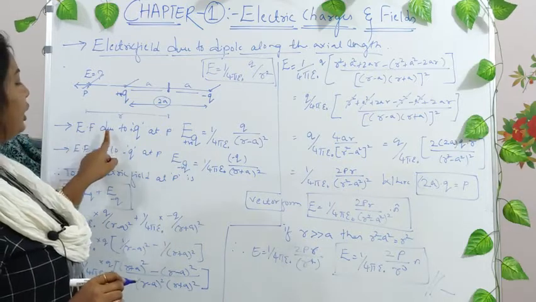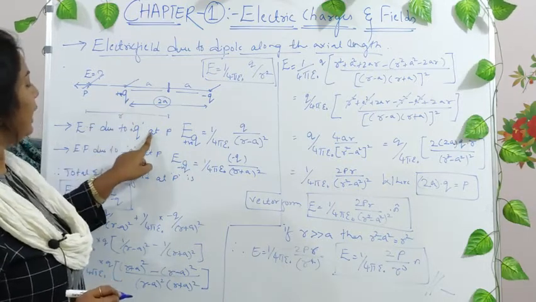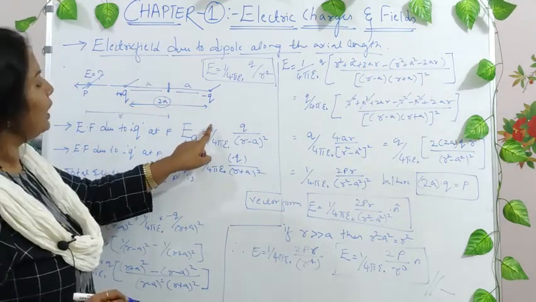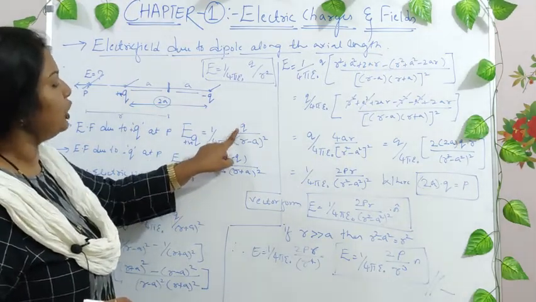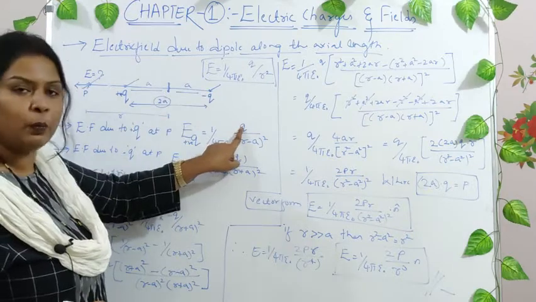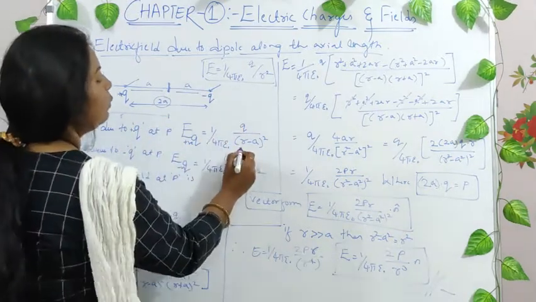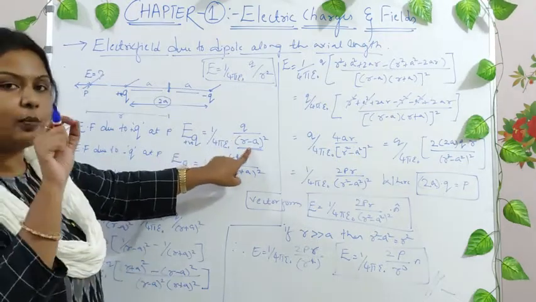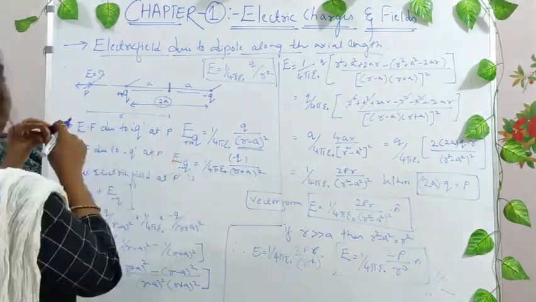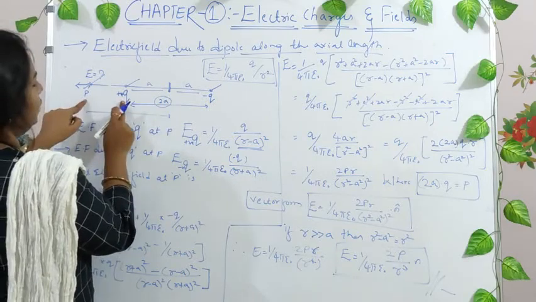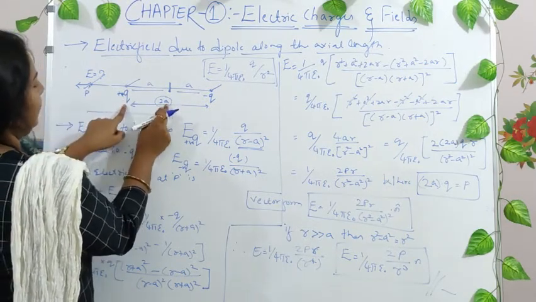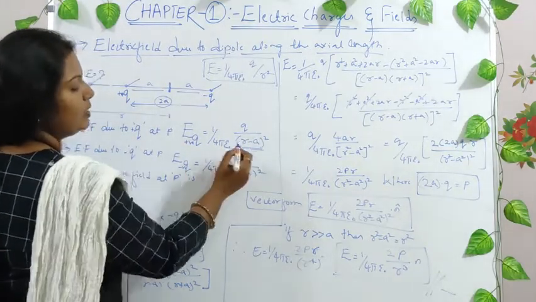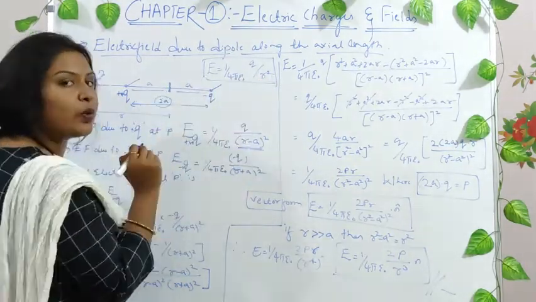Now electric field due to positive charge Q at a point P will be E is equal to 1 divided by 4 pi epsilon naught Q. This Q is this positive Q, right? Divided by R square. What does this mean? R minus A square, that is the distance between that particular point and the location, right? What is the distance between these two? It can be got as R minus A, so it is R minus A whole square.